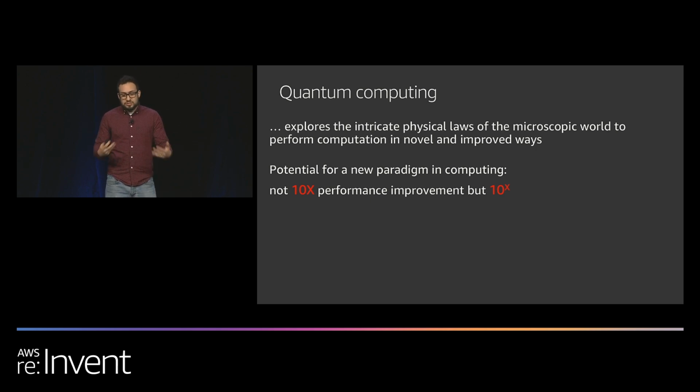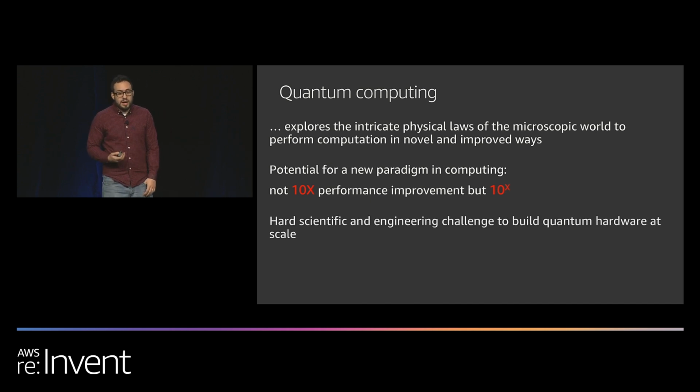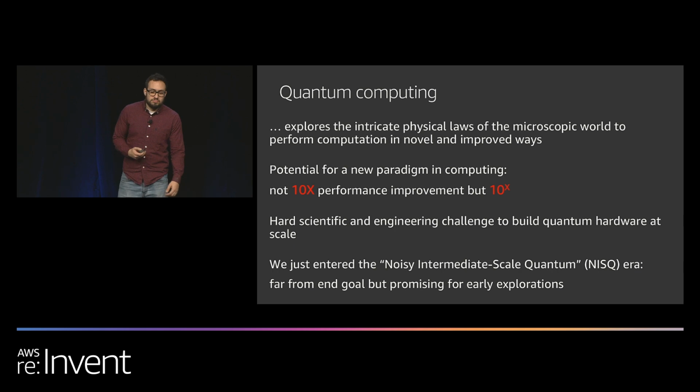So it's a qualitative change, and it just means that some problems that are out of reach today, we could solve them once we have a quantum computer. But there are really hard scientific and engineering challenges ahead to build quantum hardware at the scale that we need and that we would like to have one day. But we are just entering what people call in the field the noisy intermediate scale quantum era, or NISQ era. So this is still quite far away from the ultimate goal, but it's already promising for early explorations. And I want to tell you where we stand there.